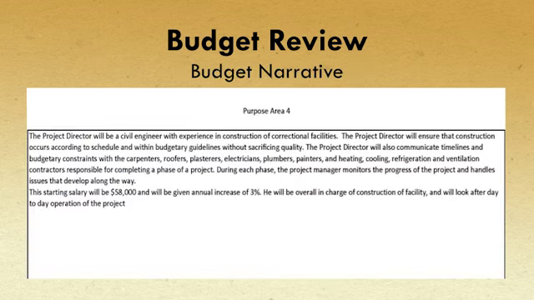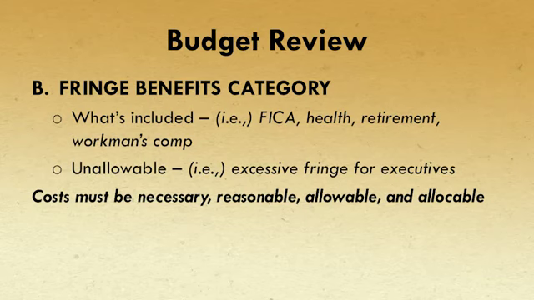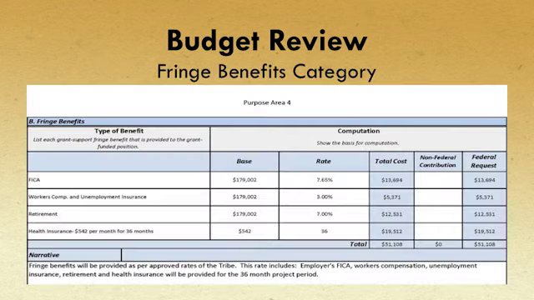Applicants should always provide a brief narrative with each budget category to assist the financial analyst with determining whether costs are necessary, reasonable, and allowable. The fringe benefits category should detail all the benefits which will be paid with federal funds. For example, FICA, health, retirement, and workers' comp. There should be no unallowable fringe benefits included in this section. Again, the next slide reflects how to properly display fringe benefits in your application.